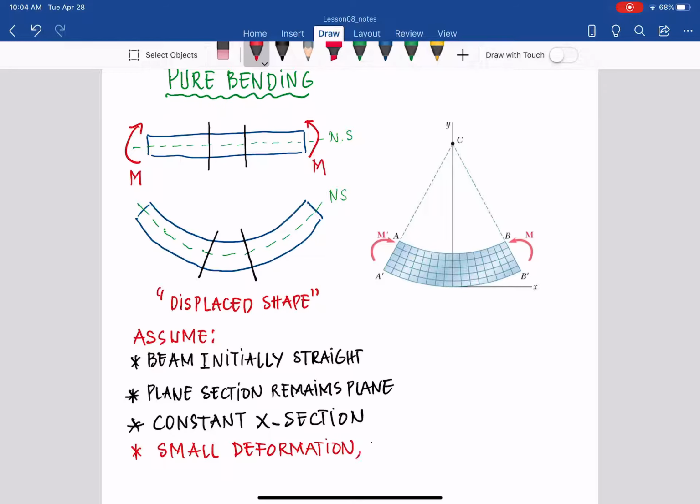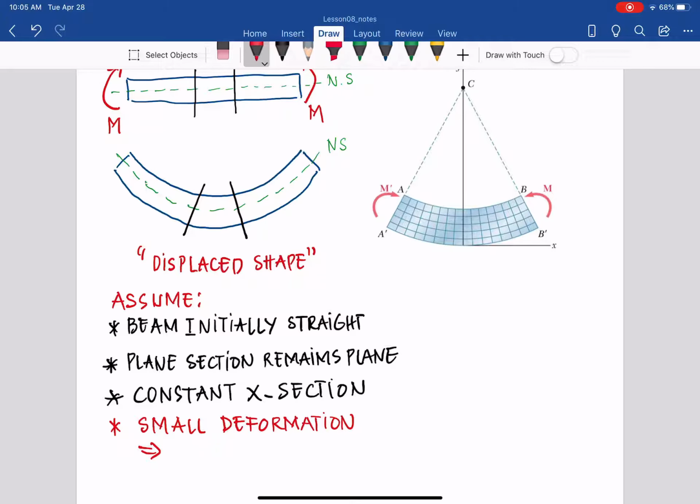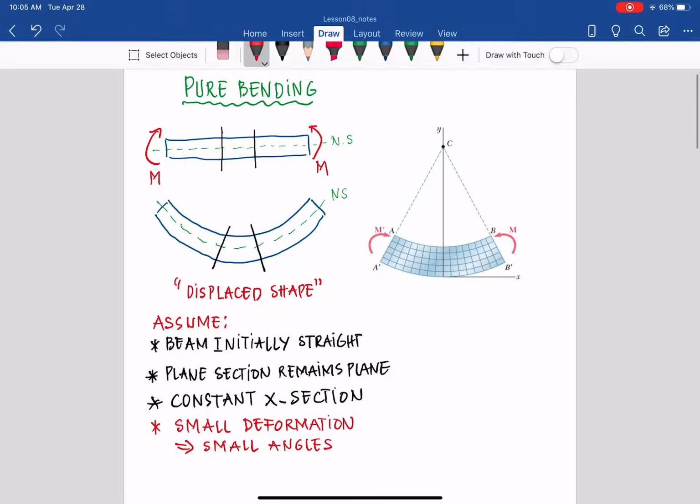So with a small angle, we can use something like before: the angle in radians is approximately equal to the tangent of that angle, and approximately equal to the sine of that angle. So we will have small angles. Let me write down here, small angles. So that is pure bending.